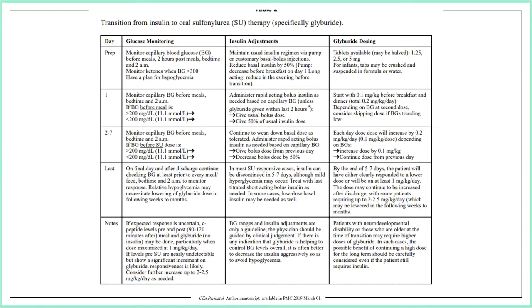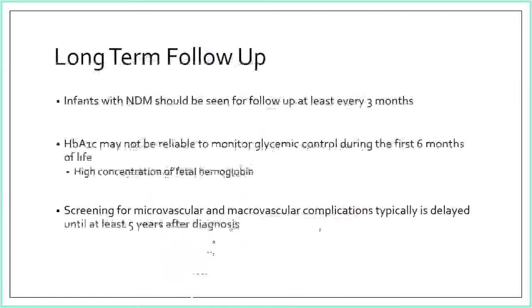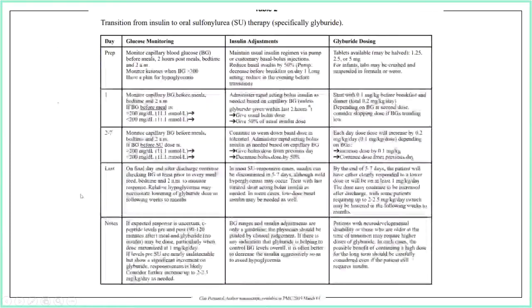If it's unclear whether infants are responding to sulfonylureas or not, then you can actually check a C-peptide level about 90 minutes to 2 hours before a dose of glyburide and before a feeding. Feed, give the glyburide, and then check a C-peptide level 90 minutes to 120 minutes afterwards. If you see an increase in C-peptide after sulfonylurea administration, then you can reasonably expect that the infant is going to respond to sulfonylurea and continue to titrate up the dose. If there's no increase, then the likelihood of response is low.